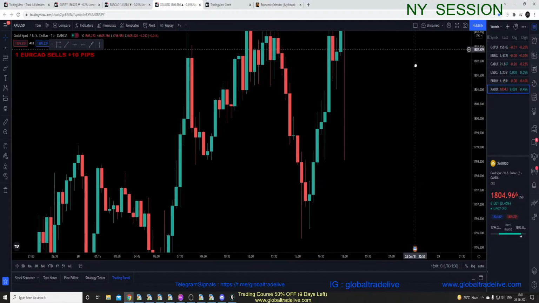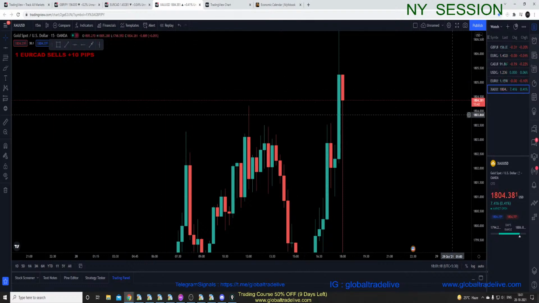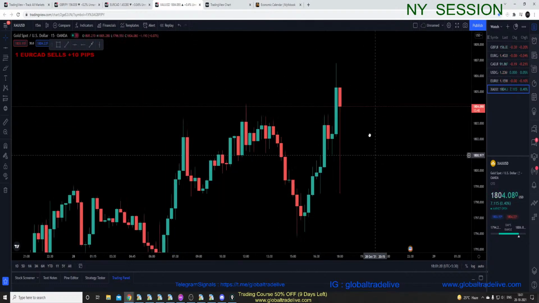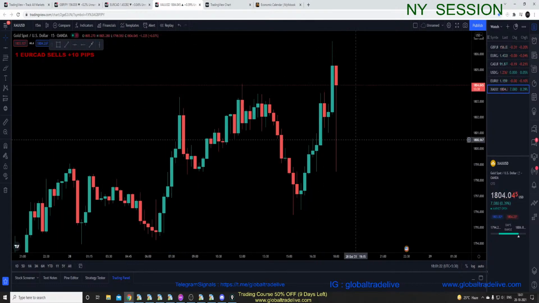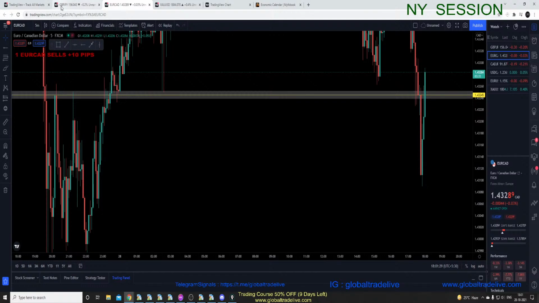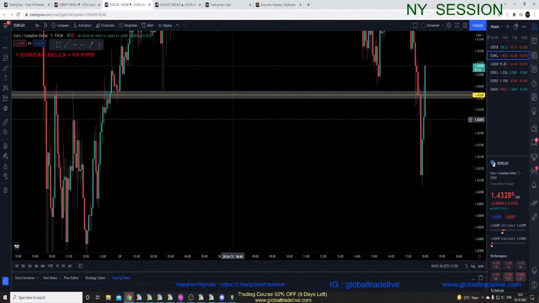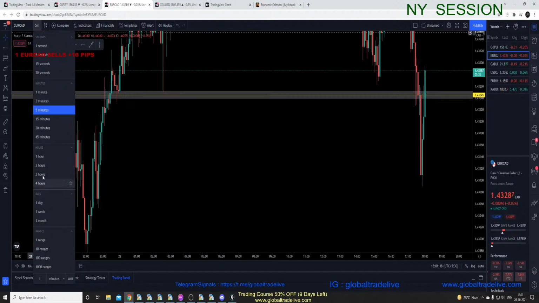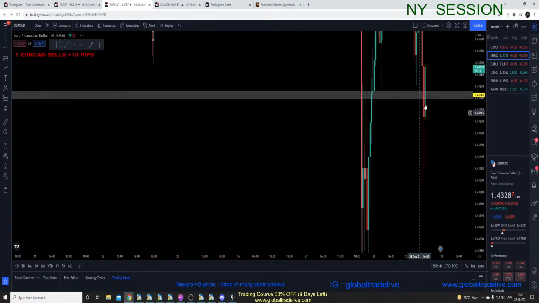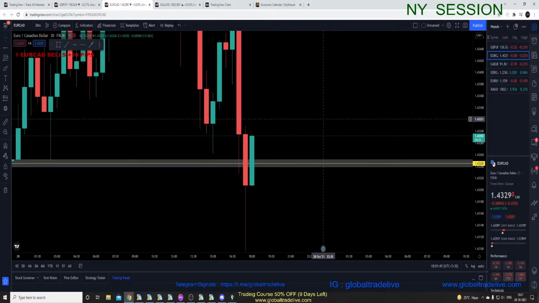What the? Look at the gold over here. Gold went down, stopped out everybody, and now it just rejected those lower prices. EuroCAD also moving up. Let's see, this is just a temporary effect. Let's see at the end where this candle will be closing.